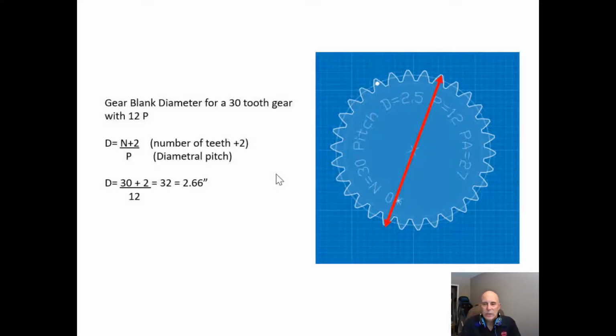Now, when they're making gears, there's a formula that they use to make up a gear blank. And again, this isn't important for you guys because unless you're going to be machining gears, it really doesn't matter. But how they do it is they'll take the number of teeth you need plus 2, and they divide that by the diametrical pitch. So if we were making a gear with 30 teeth, it would be 32 divided by 12, which is 2.66. So this diameter from the tip to the tip would be 2.66 inches, and then they go in and they cut the gears.